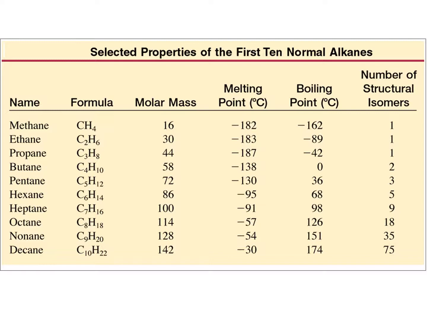This slide shows a comparison of the first 10 alkanes with their molar masses versus their melting point and boiling point. And you'll notice that as the molecules get larger, their melting point and their boiling point both increase. You'll also see another column over on the right that says number of structural isomers. We're going to learn about isomers in just a little while, but basically that's the number of different ways you could put together those same parts. So an isomer is a different structure created out of the same basic atoms.